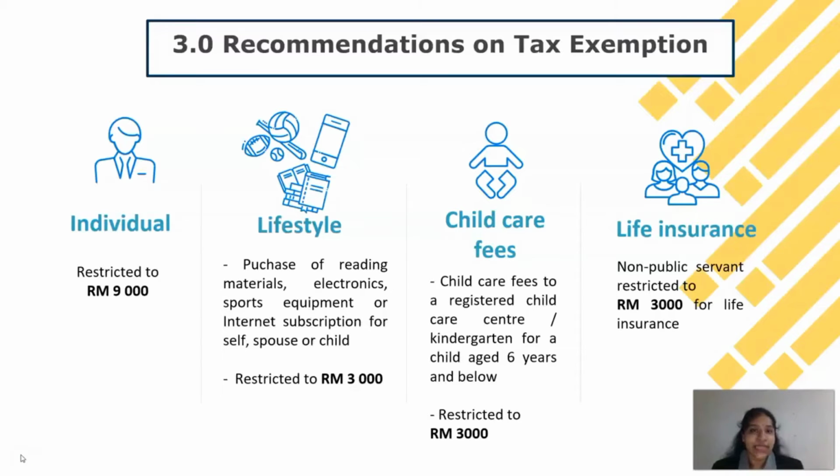Mr. John can claim expenses on purchasing any reading materials or electronics such as personal computer, smartphone, or tablet. He also can claim on purchase for any sports equipment such as badminton racket, soccer ball, or basketball, and claim gym membership for Mr. John, his spouse, or his child. He also can claim for his monthly internet subscription, where he can get tax relief for just paying his monthly internet bills from Unifi, Maxis, and so on.